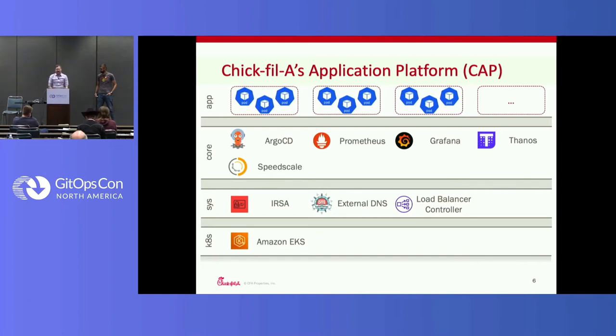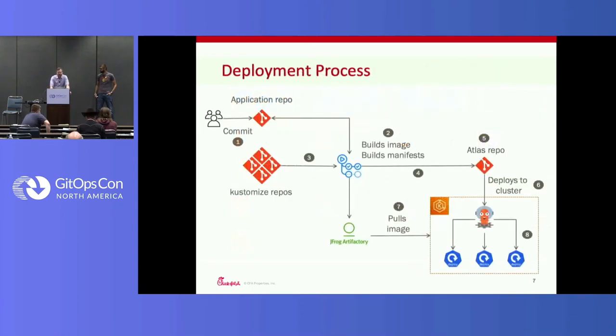And the top layer is our app layer. And we draw a pretty distinct line between what CAP manages and what our dev teams manage. So CAP manages the Kate, sys, and core layers, and the dev teams manage the app layer. So what do the dev teams need to do to actually deploy? And so this is our deployment process at a high level.